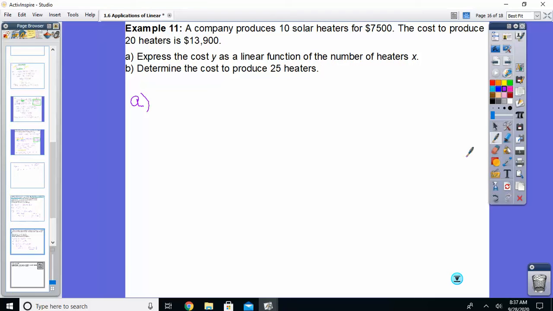This one is not quite the same. Did it just tell me a one-time cost and a repeated cost here? No, I have 4 different numbers in here. What is it giving me information to write? Yeah, ordered pairs. X is the number of heaters, Y is the cost. So 10 heaters, my x is 10, the cost, 7,500. For 20 heaters, the cost is 13,900.